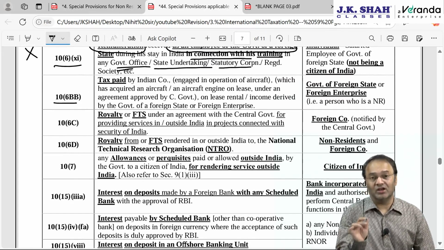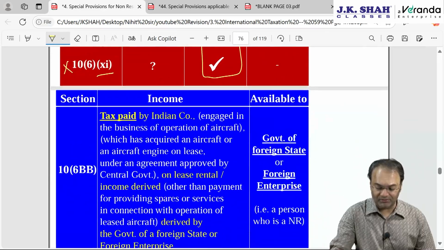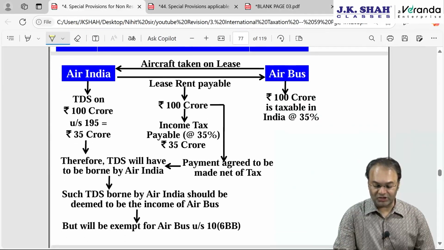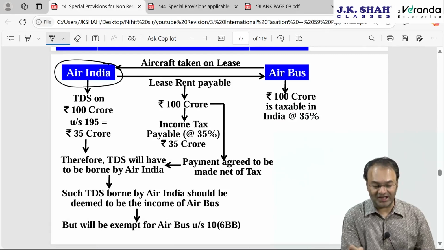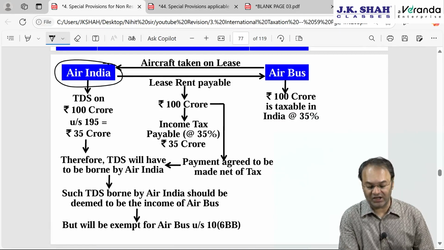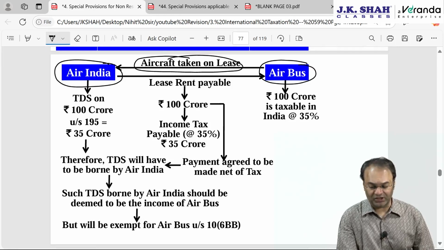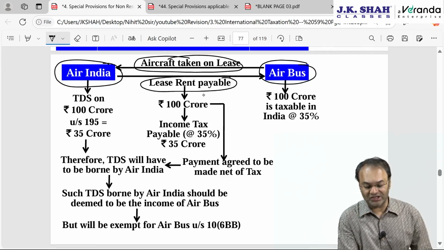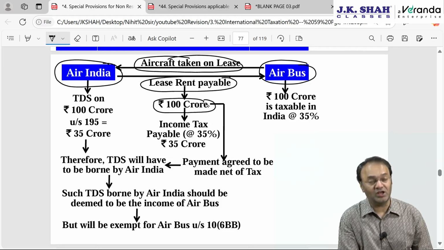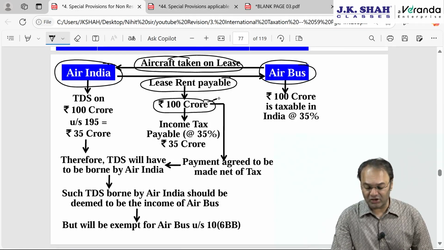Let me explain it to you with the help of an example. Suppose there is Air India. Air India has taken an aircraft on lease from a foreign company, Airbus, a US based company. Air India is supposed to pay lease rent. Lease rent is 100 crore rupees for the whole year. This lease rent is earned by Airbus. Airbus is a foreign company.